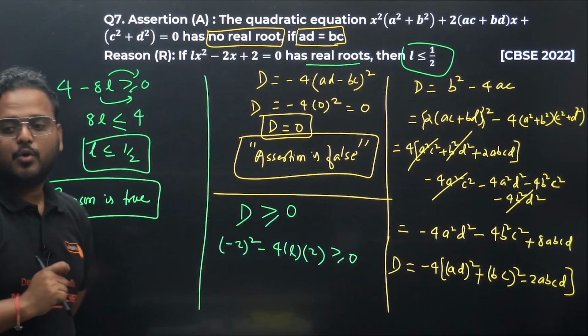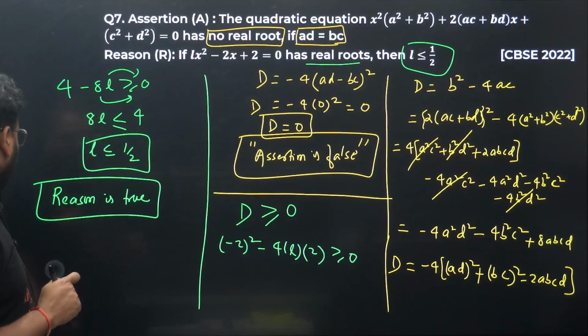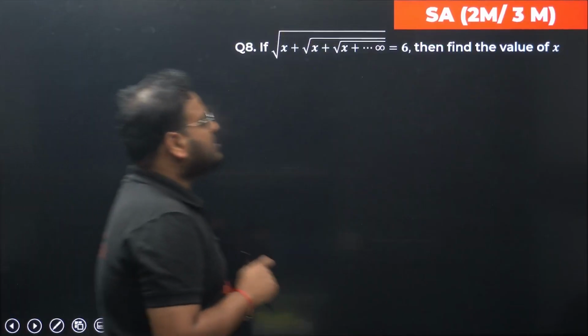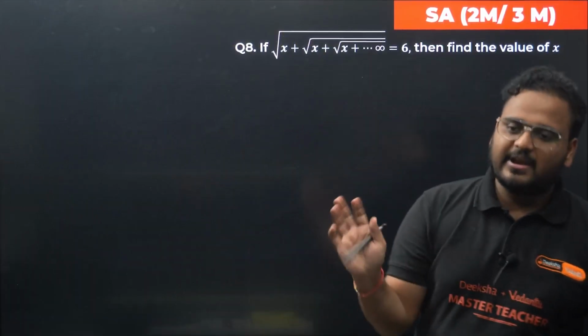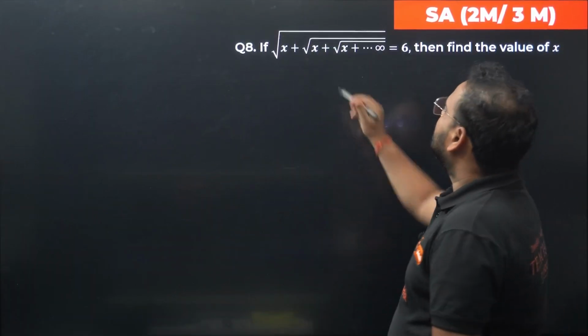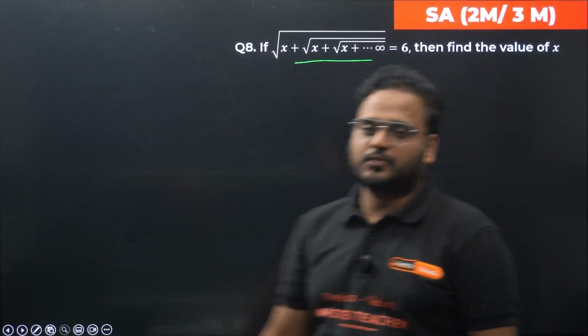Question number 7 is over for all of you. Let's start with the question number 8 now. Now this is a short answer, 2 marker, 3 marker. We have some questions. Let's solve this. So if the question is given like this, how do you solve this question?